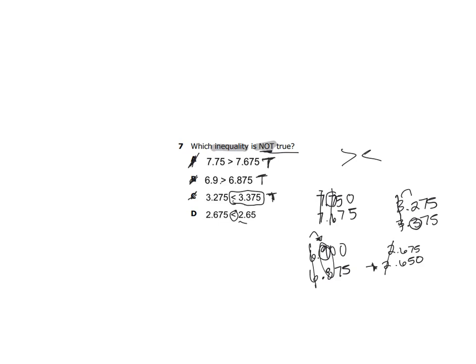2 and 2, that doesn't help me. 6 and 6, that doesn't help me. 7 and 5. 7 is bigger than 5, so this number is the bigger number, or the larger value, so let's see. Ooh, but this is 2 and 675 thousandths is less than 2 and 65 hundredths. This is a false statement, and they want to know which one is not true, so here's our answer. That is a false statement. It is not true.